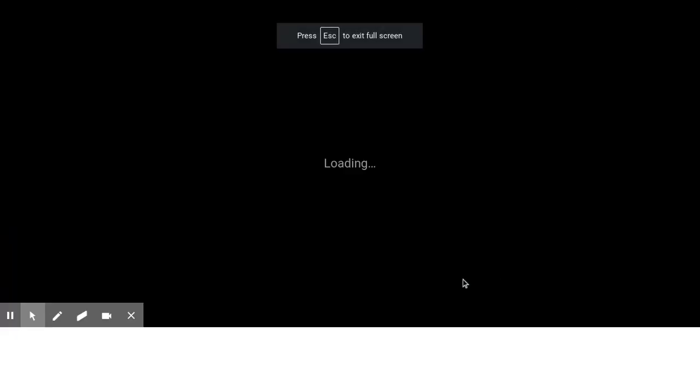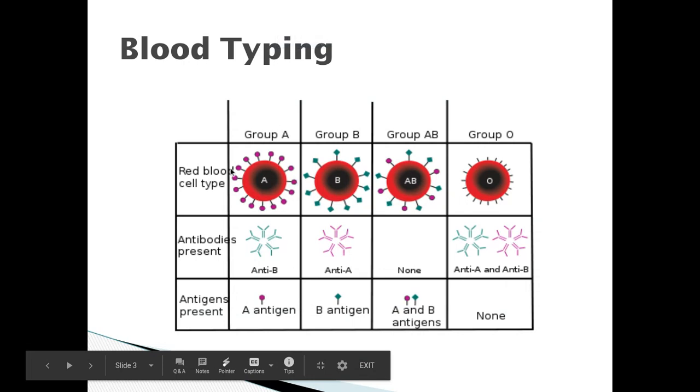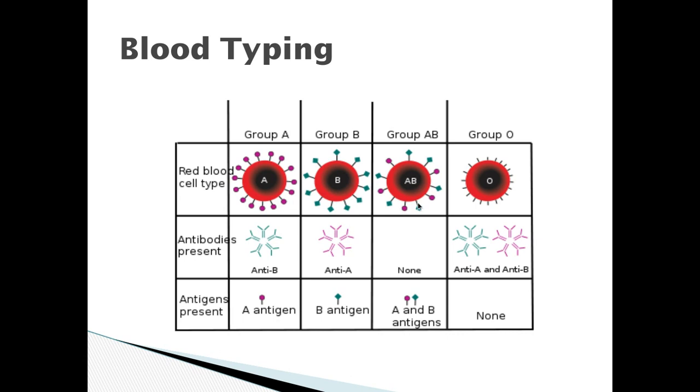So when we look at this, if you have A blood, you have A antigens. B blood has B antigens. AB blood has A and B antigens. And then O blood does not have either A or B antigens. This chart doesn't give you Rh factor, but if you were A positive, you would also have Rh antigens. If you're Rh negative, you would not.